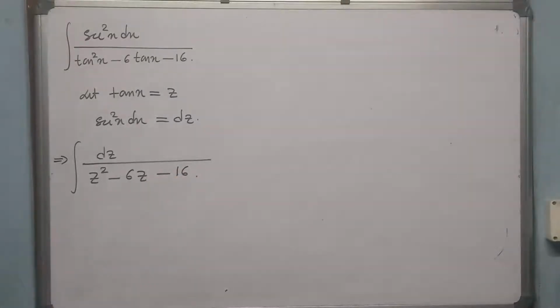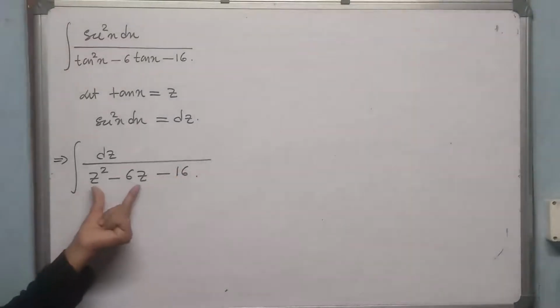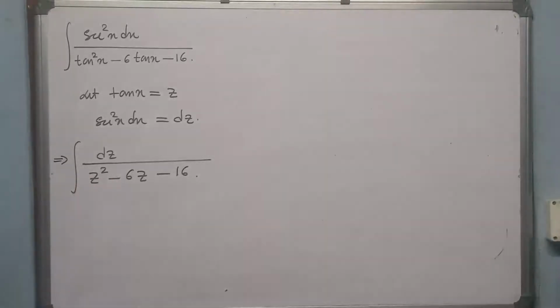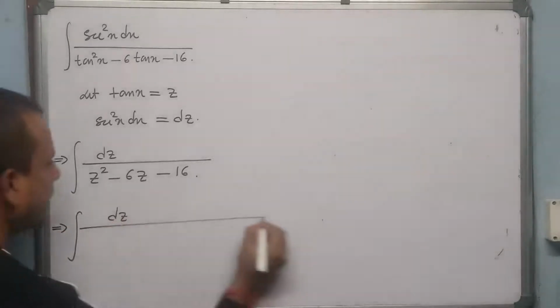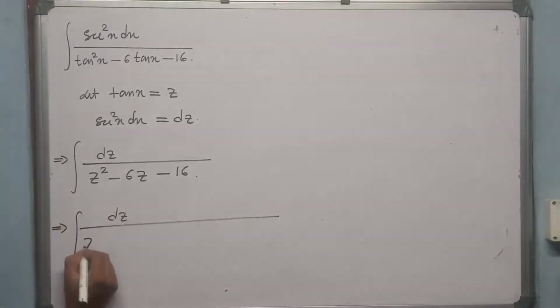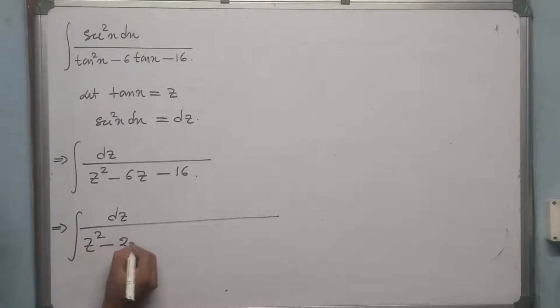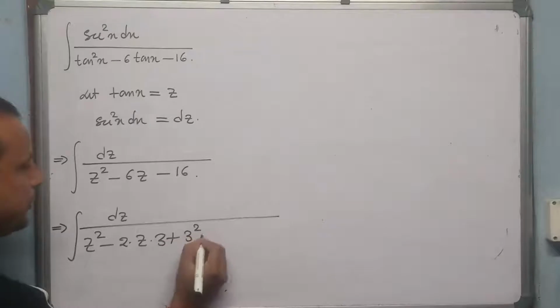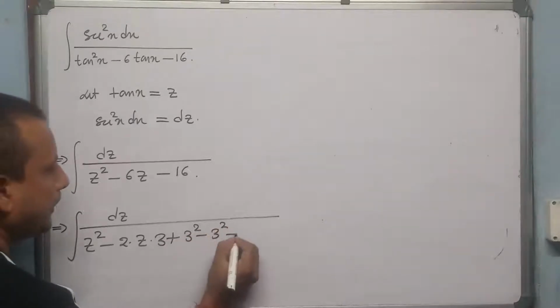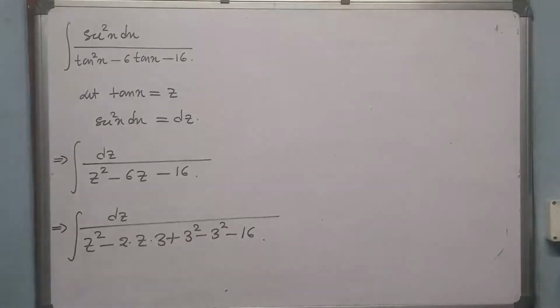Now you have to make this quantity in terms of perfect square form. You have to convert this quadratic expression into a perfect square. We already did these things. Dz over, now directly I'll write a square minus 2ab plus b square minus b square minus 16. We did these things in the first video of this chapter.